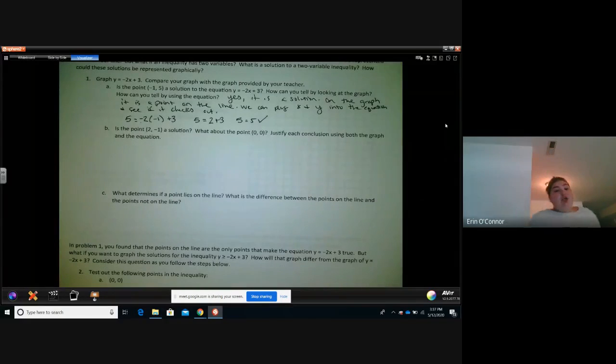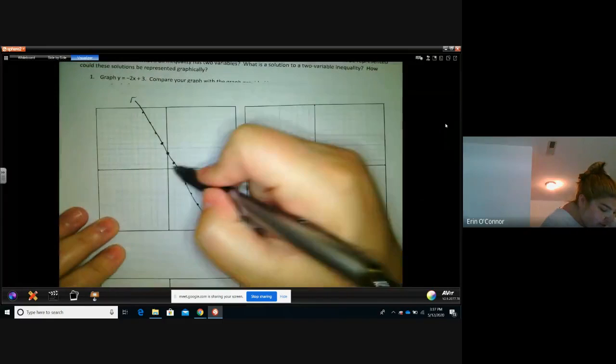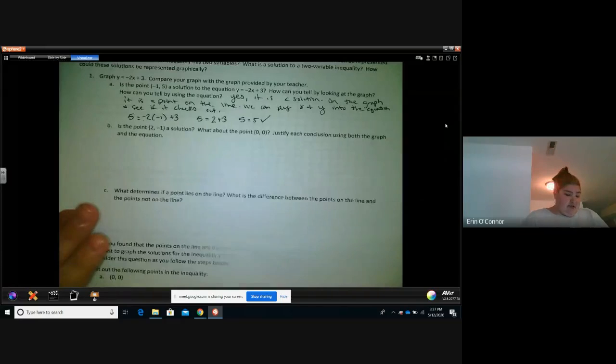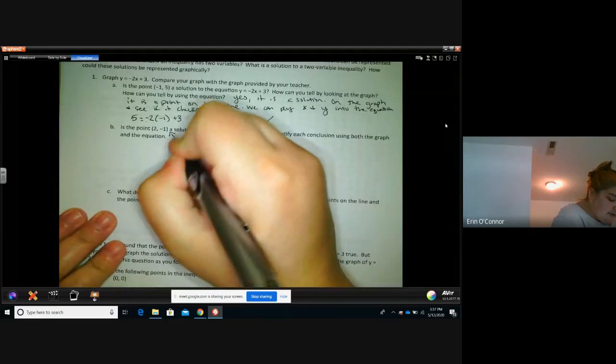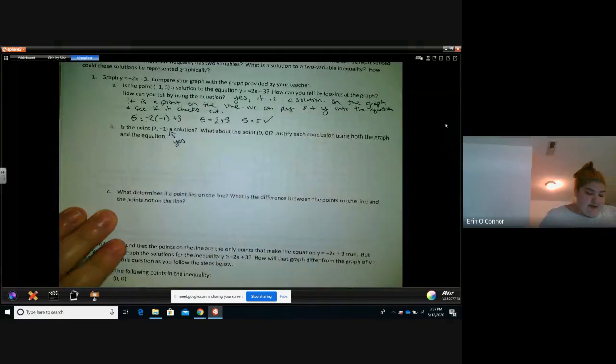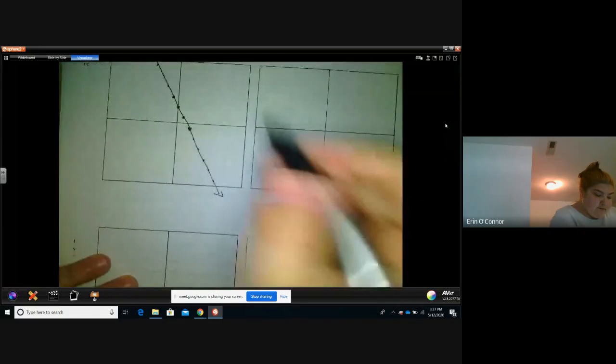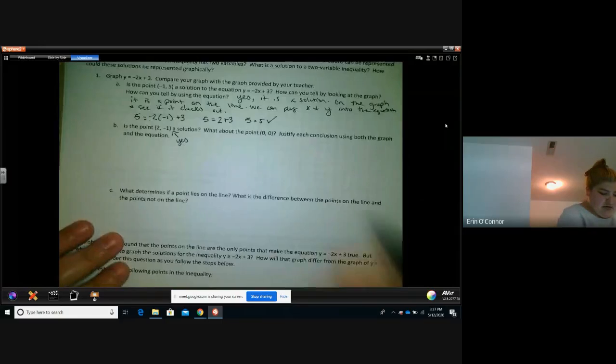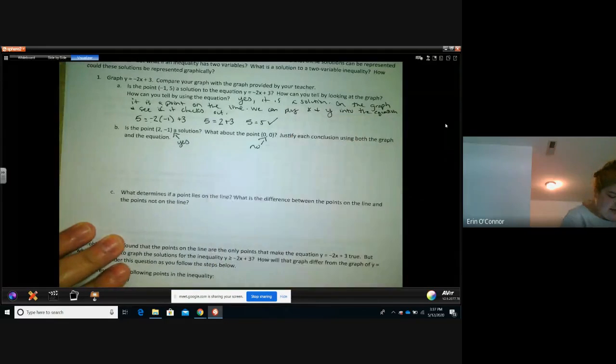Now, is the point 2, negative 1 a solution? So let's see. 2, negative 1 is a solution. Yes. Is 0, 0 a solution? 0, 0. Is it a solution? It's not on the line. No. But let's double check in the equation.